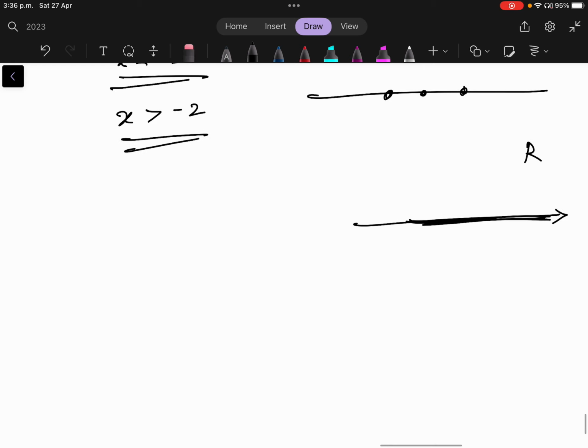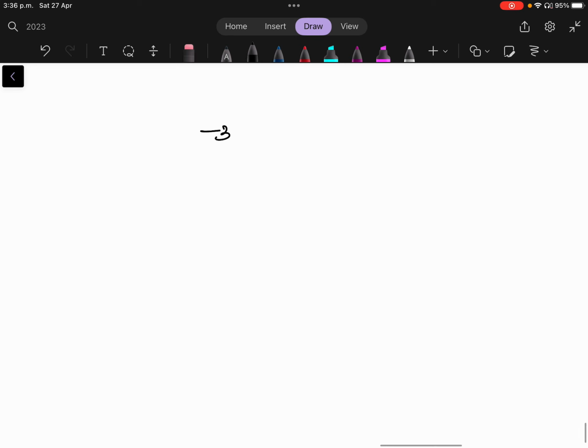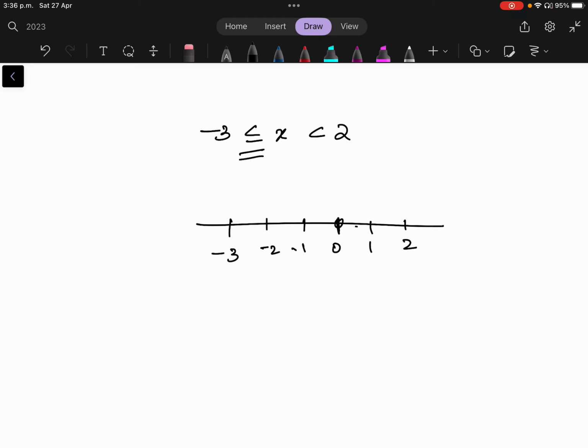And if you have a complex inequality like minus 3 less than or equal to x, which is less than 2, whenever you're drawing a number line, so minus 3, minus 2, minus 1, 0 and 1 and 2, since it is less than or equal to, you will draw a darkened circle here, and since it is less than 2 and there is no equal to, you will draw an open circle like this, and then you draw a line connecting these two. So it's important to understand these.